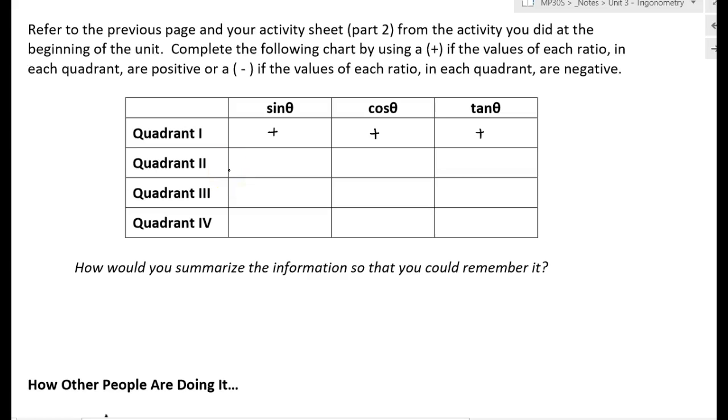Once you have this filled in, how would you summarize the information so that you could remember it? Because this is your rule, and this is something you are responsible for knowing. It's not something that's on your equation sheet. You are responsible for knowing in which quadrant which trig functions are positive and negative. So take a second, pause the video, do that.